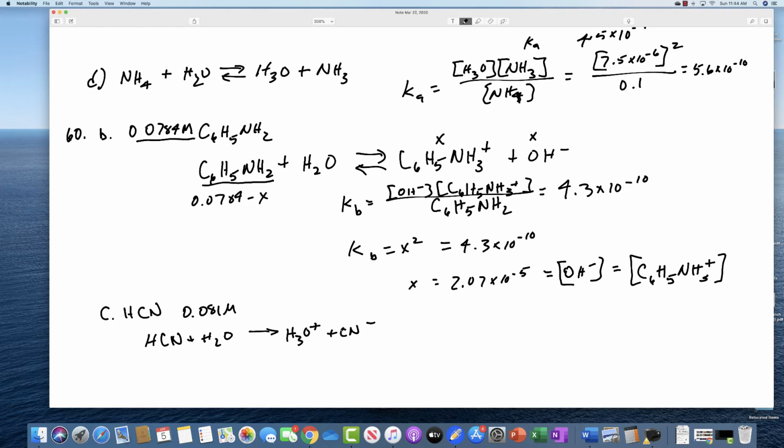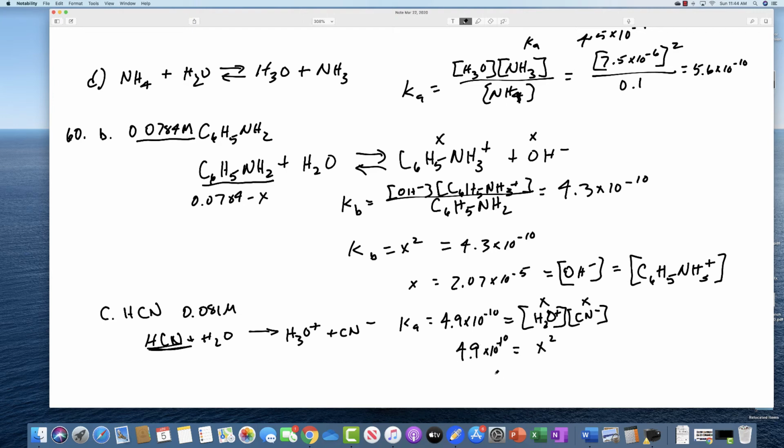It's 4.9 times 10 to the minus 10. So the Ka here is equal to 4.9 times 10 to the minus 10. And since I've neglected this in the last two, I'm not going to even put it in here. I'm just going to say that this is equal to H3O plus, plus CN minus. And if we put an x for each of these, then x squared is going to equal 4.9 times 10 to the minus 10.